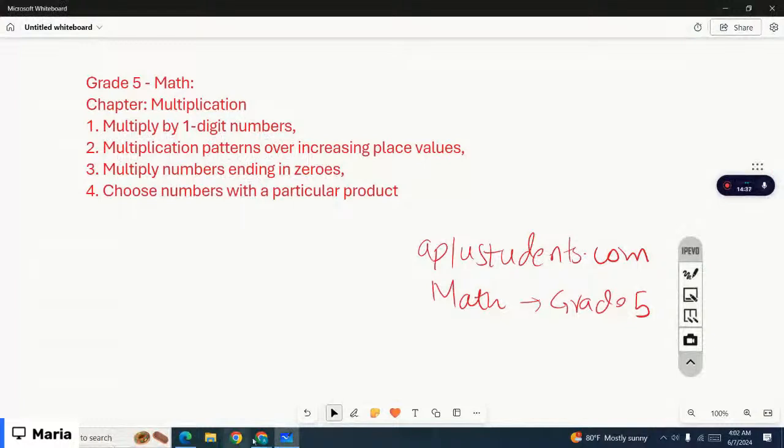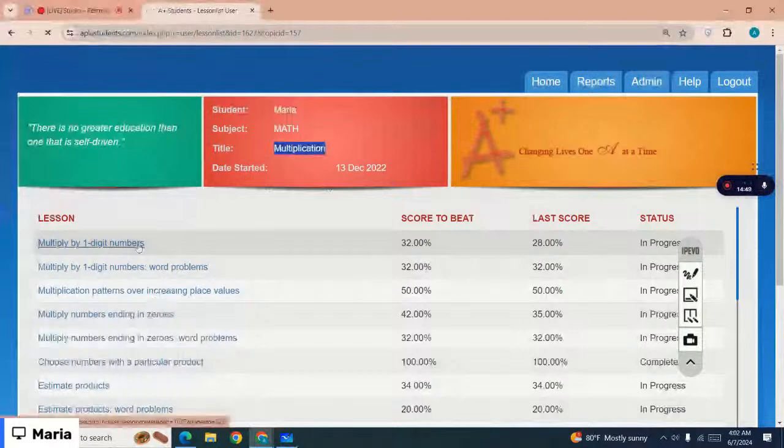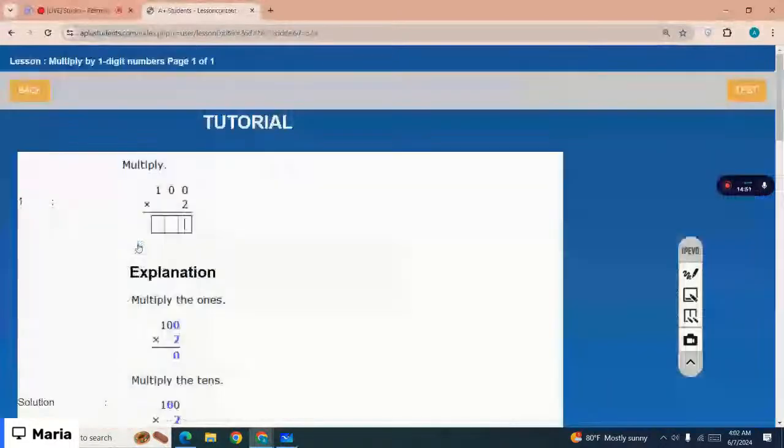So let's just start with the lesson. In grade 5 math, we're going to start with the first lesson, that is multiply by one digit numbers. So we are going to learn how we multiply with a one digit number. Just look at the example. You are going to multiply 100 times 2. Basically, the one digit number we are talking about is 2.